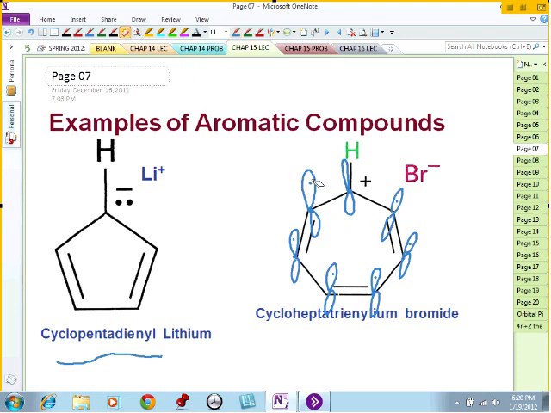In this particular instance, how many pi electrons does it have? How many pi electrons? Six. That's six pi electrons. So in this case, n will also be what? N is what? One. Okay, very good.